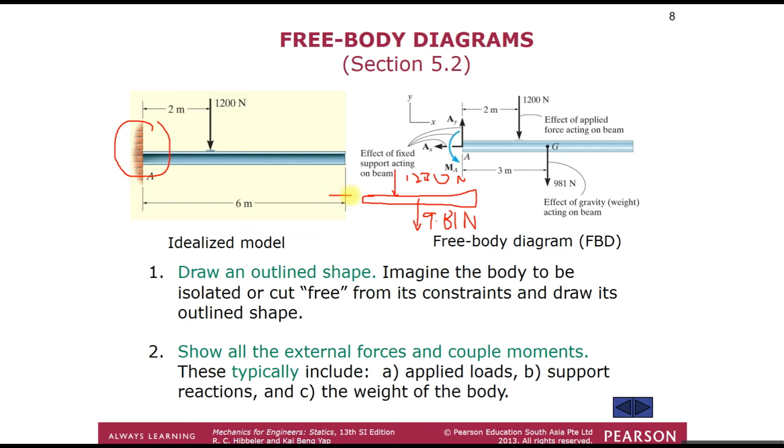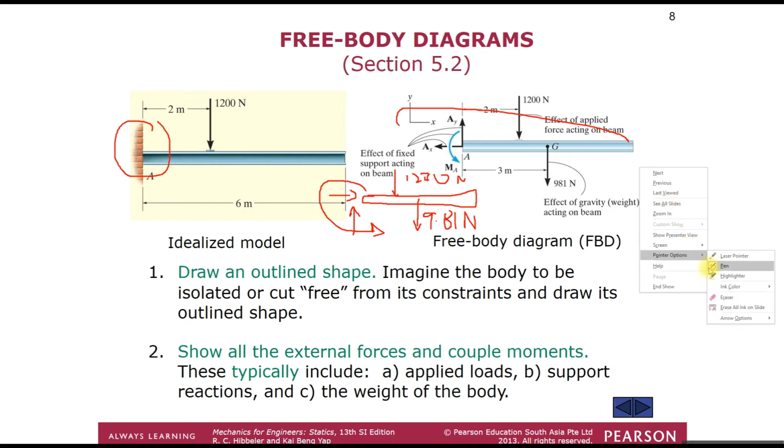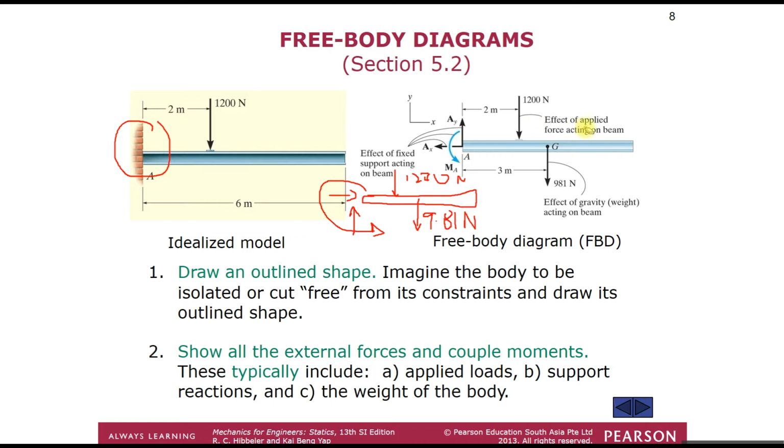because this is a fixed support, it doesn't allow any translational movement, meaning in both x and y axes, and it also doesn't allow for any rotational movement. That's how we get the free body diagram in the end. And also don't forget the relevant dimensions.